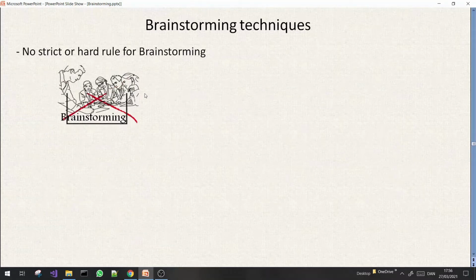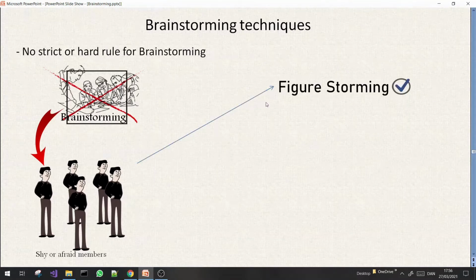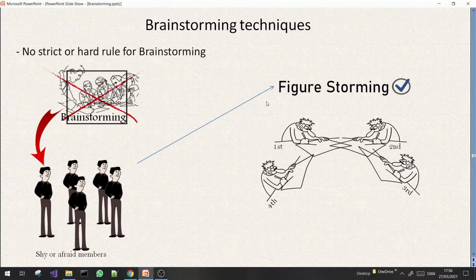If we say the last brainstorming session was not productive because the group members were shy or afraid, so they were not giving ideas, this problem can be solved through figure storming. Figure storming is a very interesting and very popular technique which says we should start a group meeting by putting an empty chair in the meeting room, and now imagine some famous person like Steve Jobs sitting in the chair.